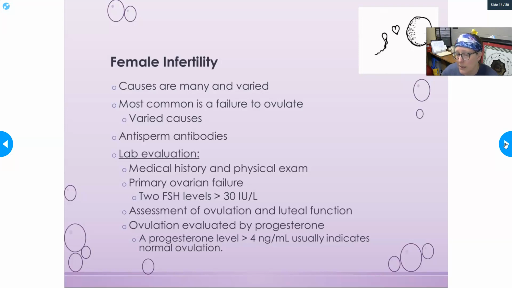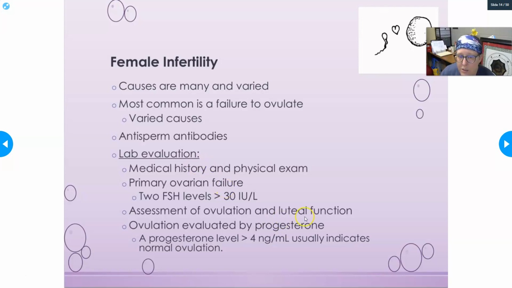This is the case of our little couple there. Jonna had 2 FSH levels that were actually greater than 40, so she was more likely to have this primary ovarian failure. We can also assess ovulation and luteal function by doing, again, luteinizing hormone, estrogen, progesterone, and all that. So ovulation is evaluated by progesterone.